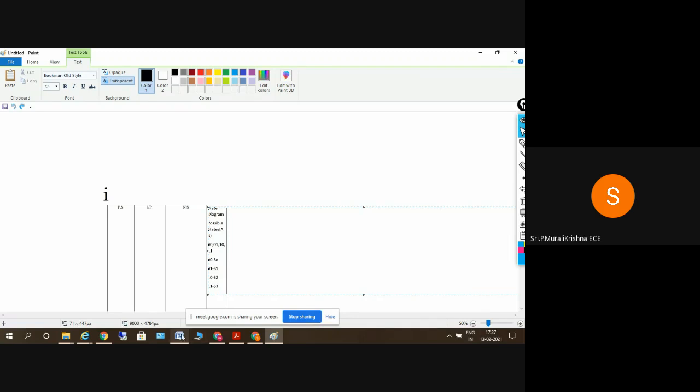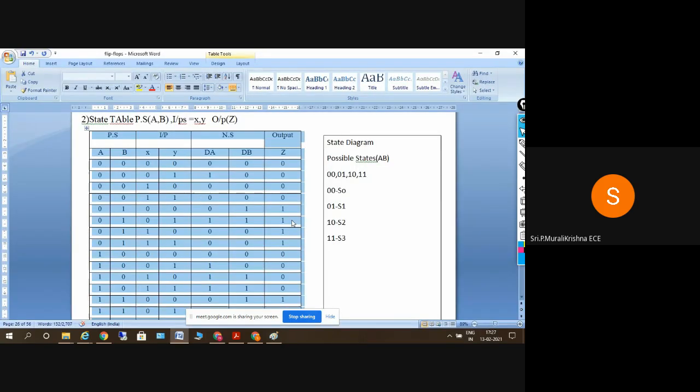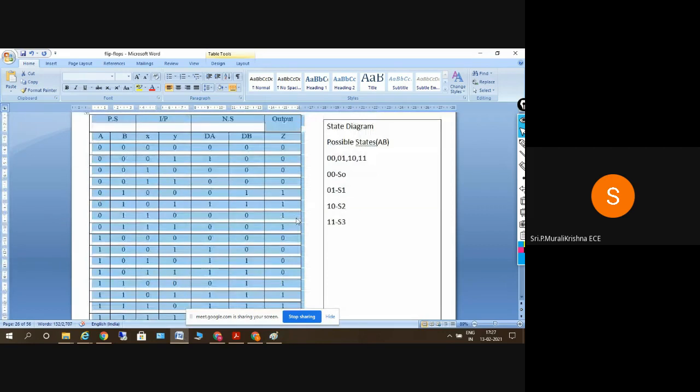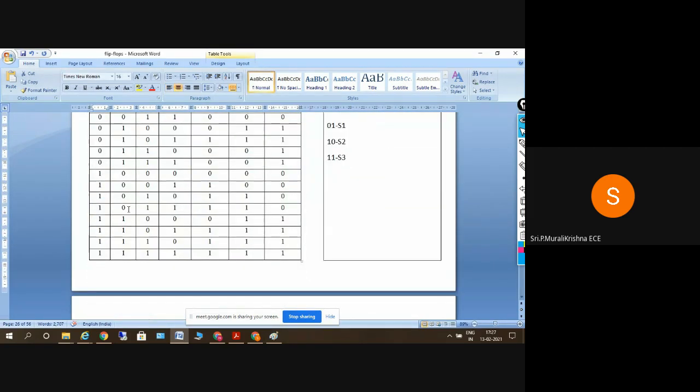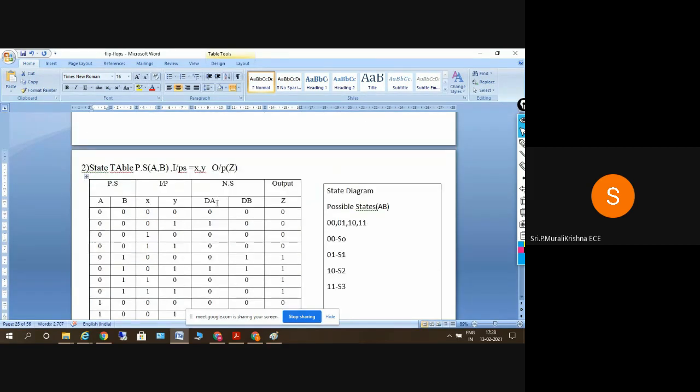Try to spoil this. Yeah, this is how it will be. So the present state values from AB are 00, and we'll be having 1111. I substitute these values in the D of A, that is A of t plus 1, which is also equal to A of t plus 1.